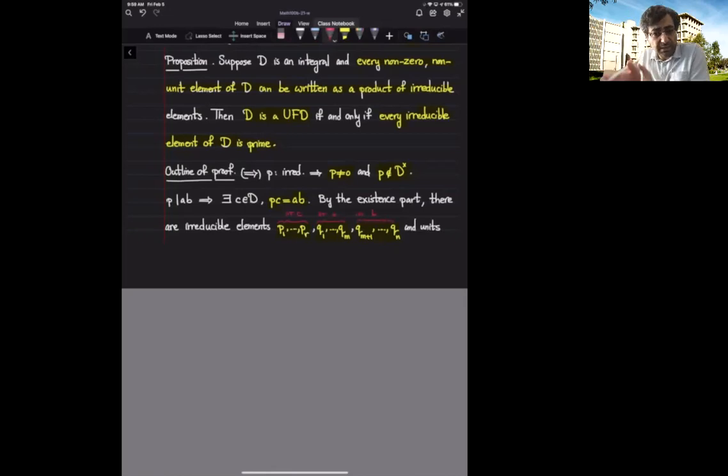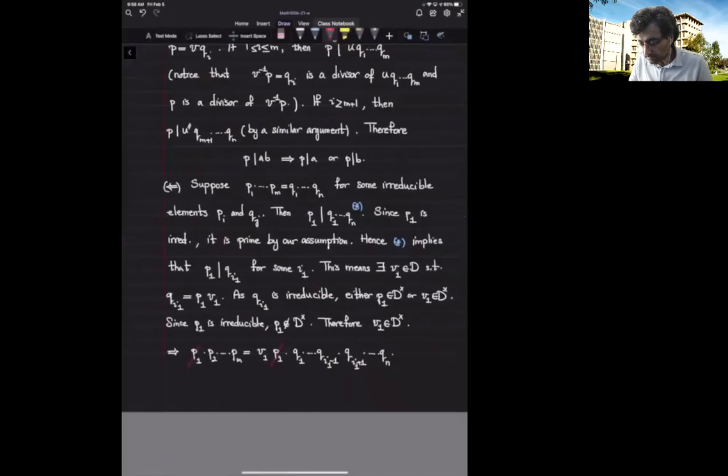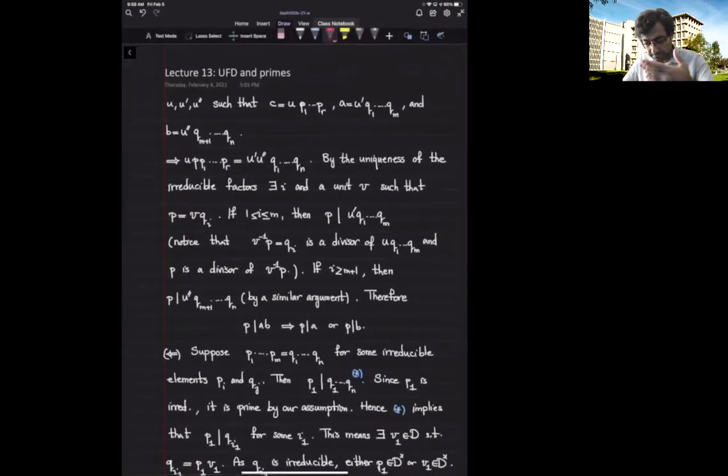Now I plug them into the equation PC equals AB. Okay, so what do I get? I get that C is P1 dot PR, but you see, C might be a unit. So if C is a unit, there is no way of writing it as a product of irreducibles. That's why I also introduced this variable U, which is a unit, just in case C was a unit. I just ignore the indices P1 dot PR and write it as C equals U.